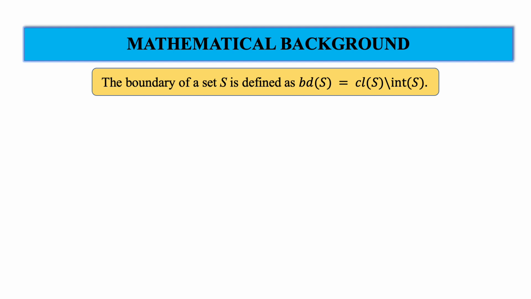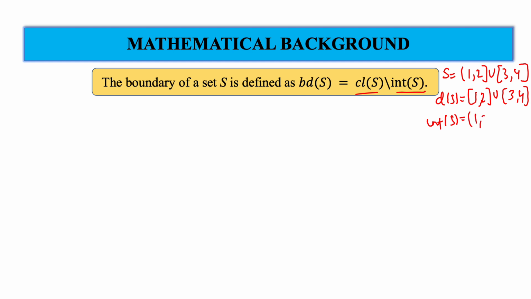Now the boundary of set S is defined as the closure of S minus the interior of S. If we take the last example, which was S equals (1, 2) union (3, 4), the closure is the union of two closed intervals and the interior is the union of two open intervals.